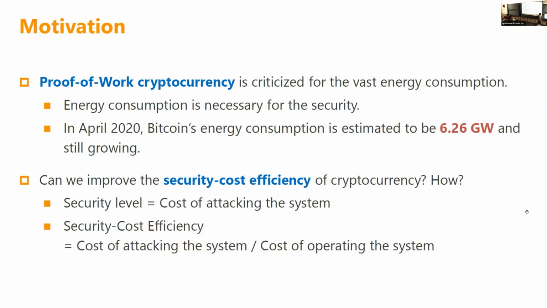Here, the security level is measured as the cost of attacking the system, and the operation cost is the cost of operating the system. So the security cost efficiency is the cost of attacking the system per cost of operating the system. The main research question is whether we can improve this while keeping the proof of work framework.